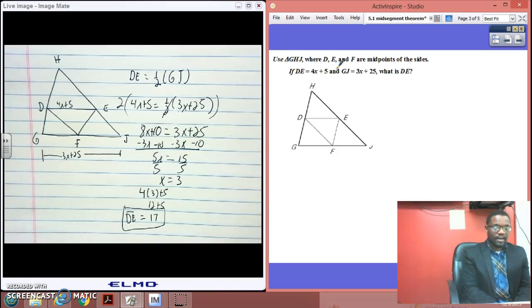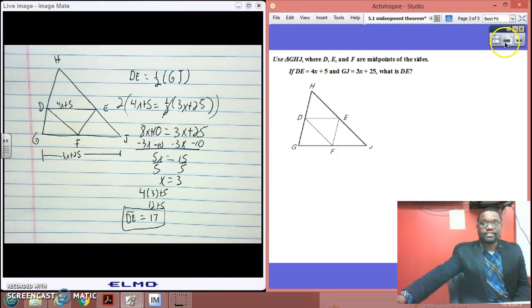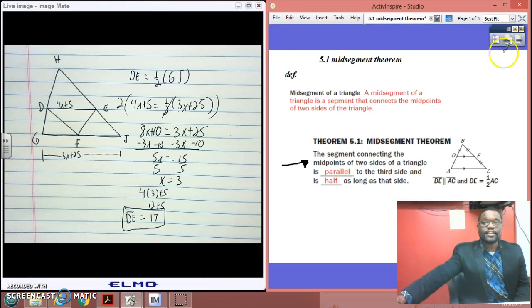The midsegment of a triangle is really not that difficult. You just need to understand the only way you have one is if your segment in the middle here connects the midpoints of the opposite sides there. All right. I hope you got it.